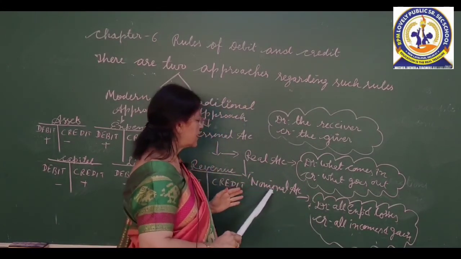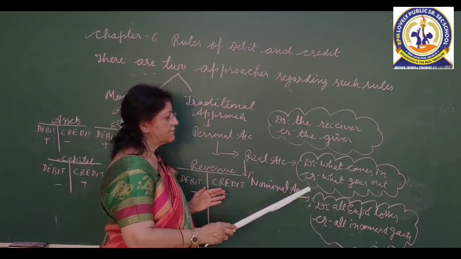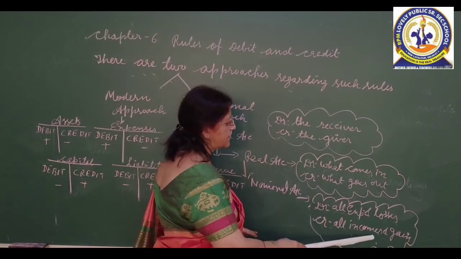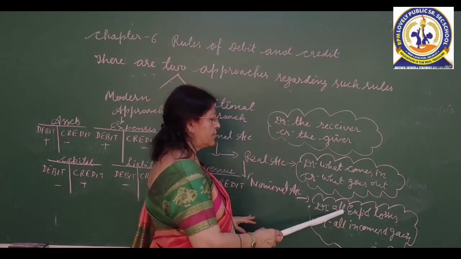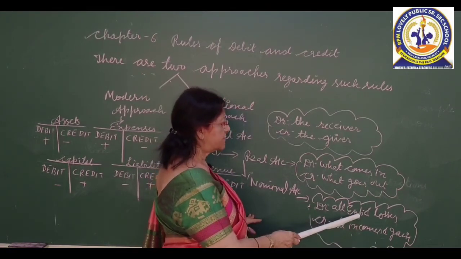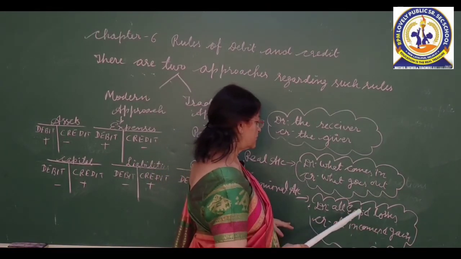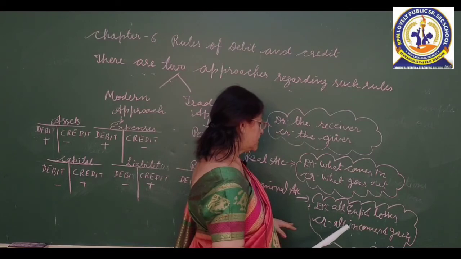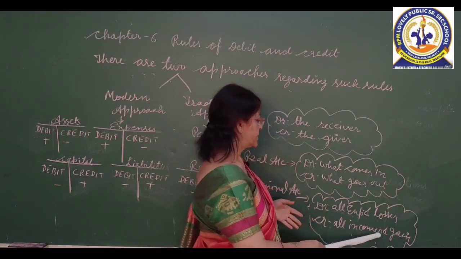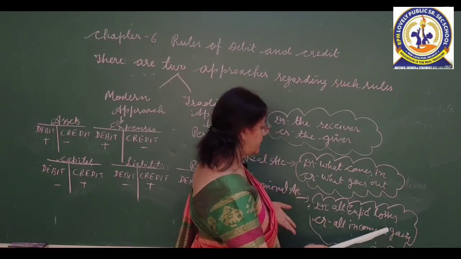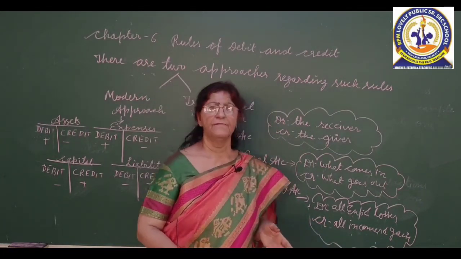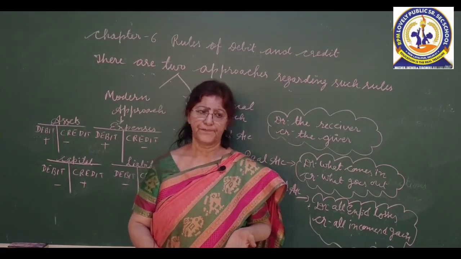Now come to nominal account. Nominal account says debit all expenses and losses, credit all incomes and gains. If we are going to pay rent, commission, interest, or depreciation losses, that will be debited. If we are receiving any income, interest, commission, rent, dividend, that will be credited. So I hope all of you have understood carefully. Thank you, beta.